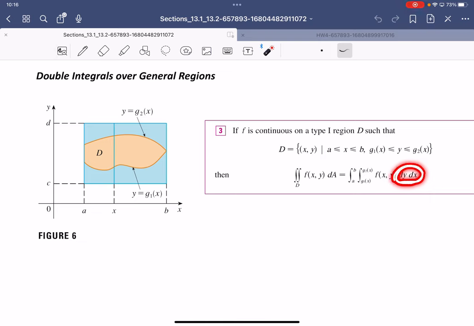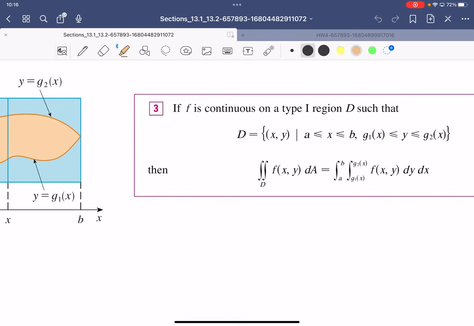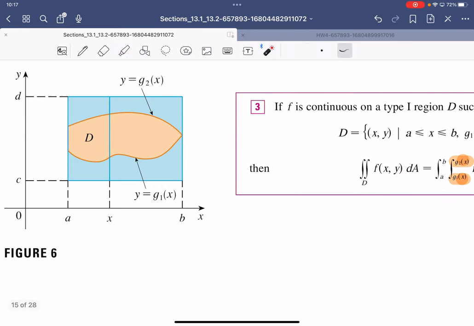When you pick dy dx, now you're not looking at a constant bottom line and top line. Before, y started from one number and went to another number. But this time you're gonna start from the bottom curve and go to the top curve.